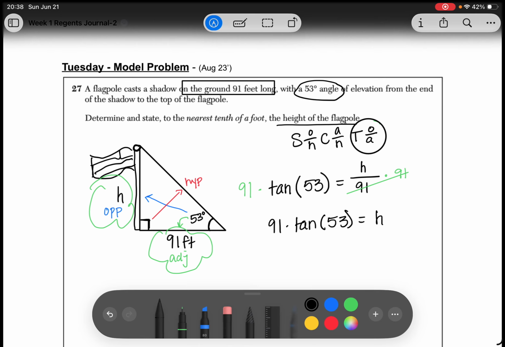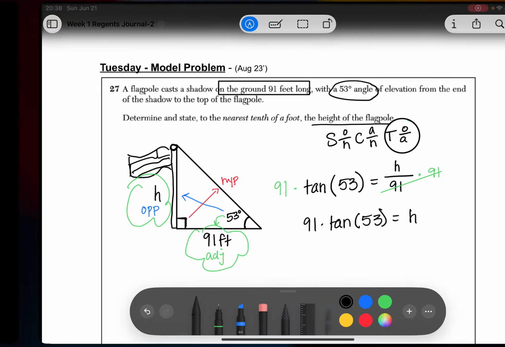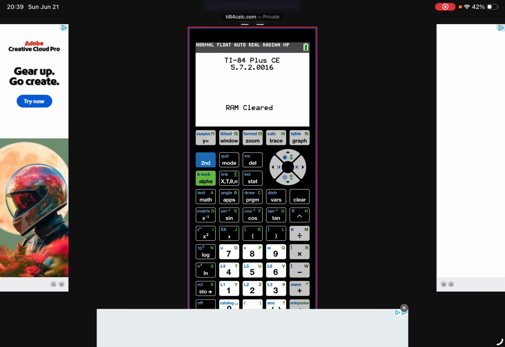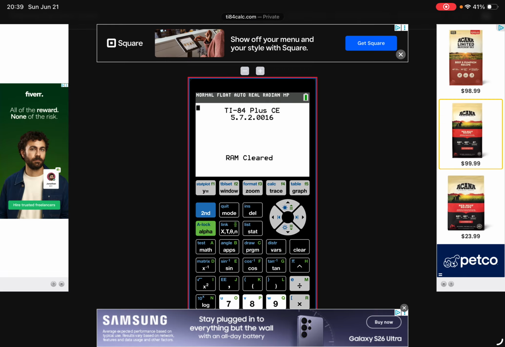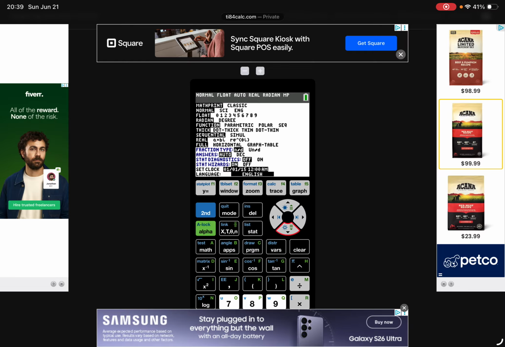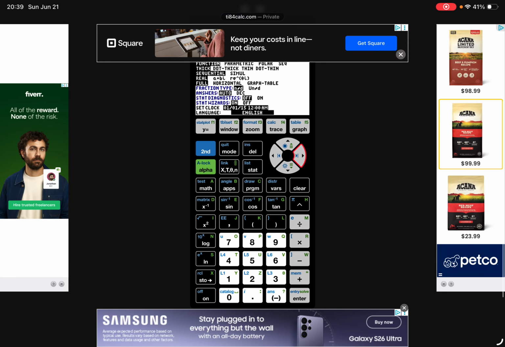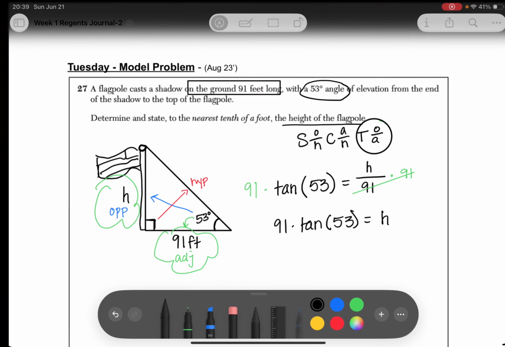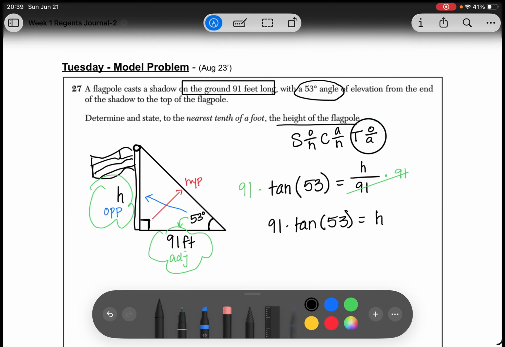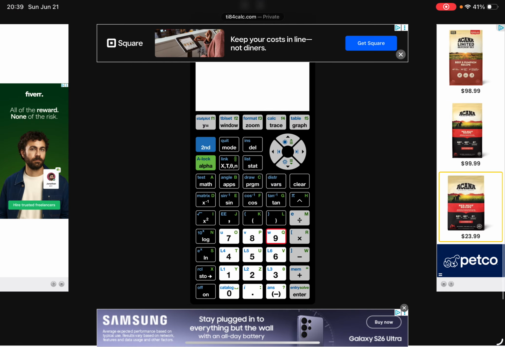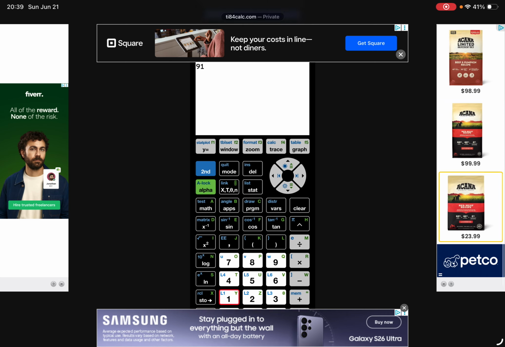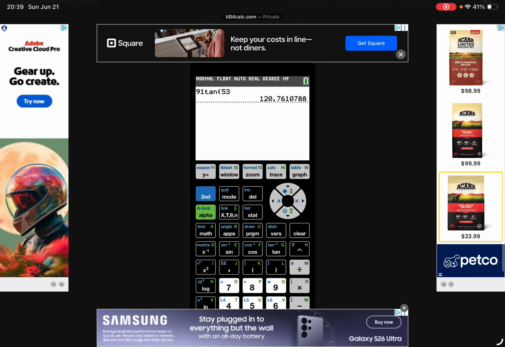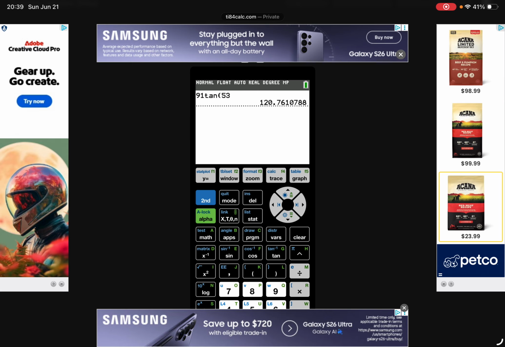Since H is by itself, all we have to do now is type this into our calculator. So we're going to go over into our TI-84. On your Regents, your calculator will be reset. So the first thing we want to do every single time you get your calculator is click mode, and we want to make sure it's in degree mode. So go down towards radian, click over to degree. I'm just going to hit enter, and then you can clear it out. Once we have that done, all we have to do is type in our trig function. So we're going to do 91 tan of 53. That's all you need to type in, and we get 120.76.